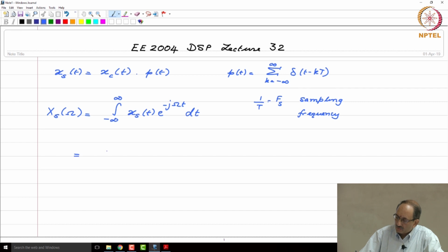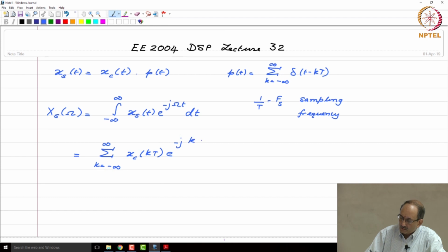And this we saw was nothing but the sum over k going from minus infinity to plus infinity xc of k cap t e to the minus j k omega by fs. So, this was the expression that was derived towards the end of the last lecture.